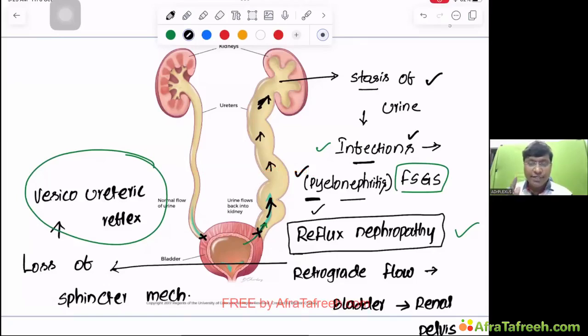So all of you, did you understand this pathogenesis? Just give me a thumbs up if you have understood. If you did not, please let me know. I'll repeat again. All right.